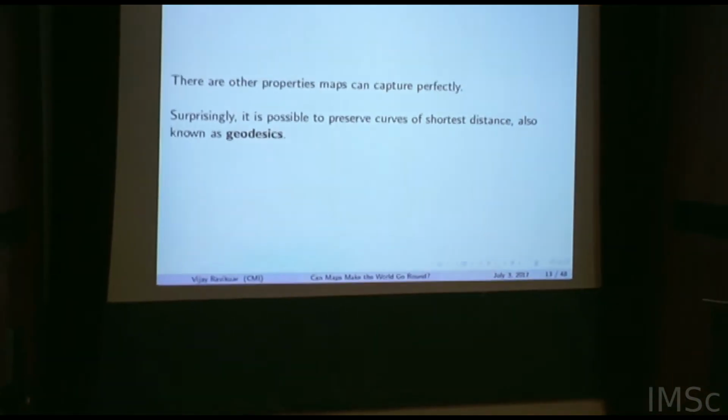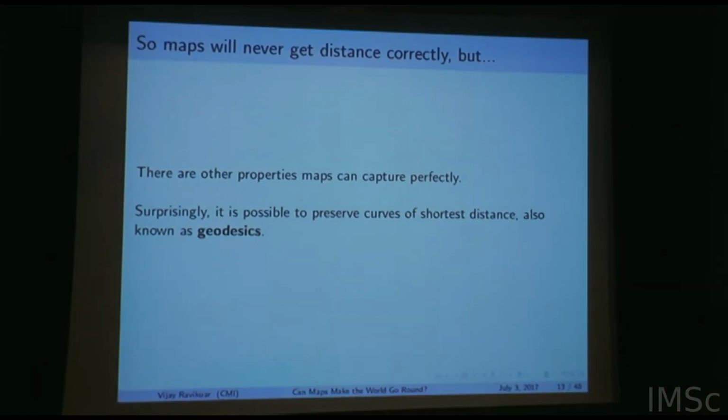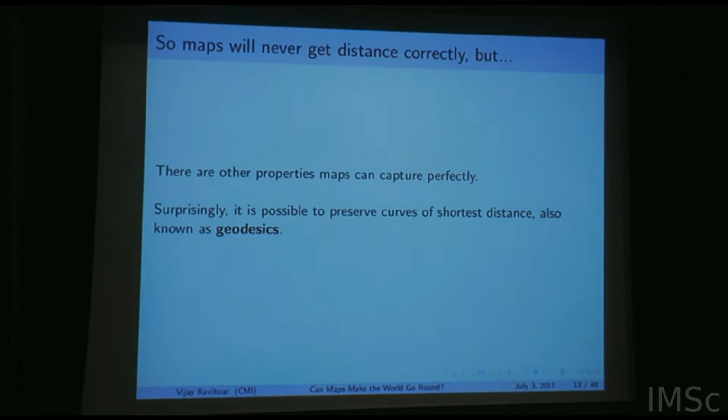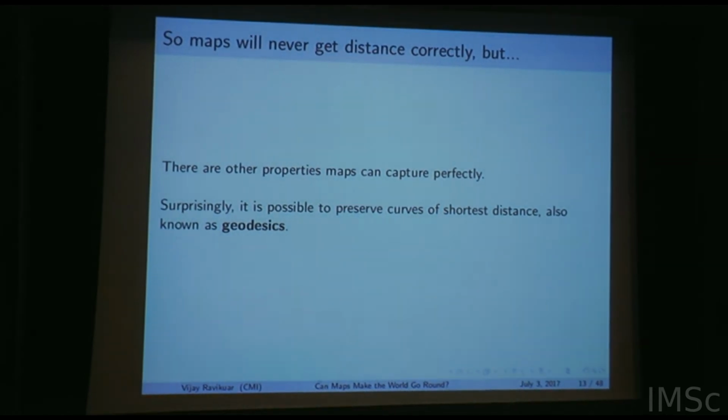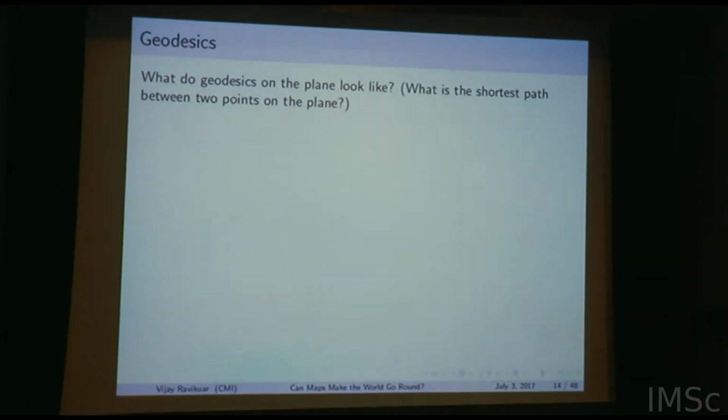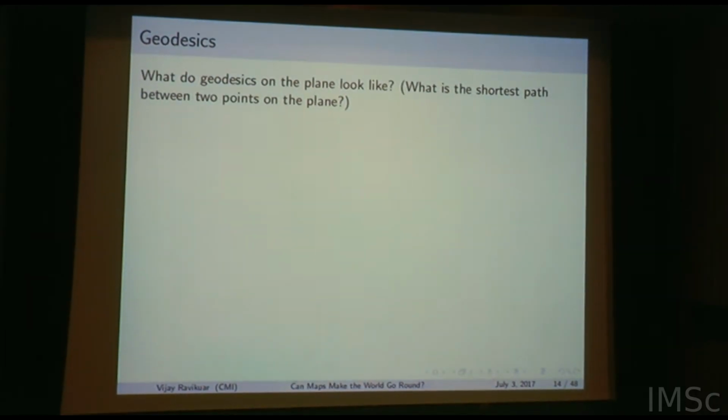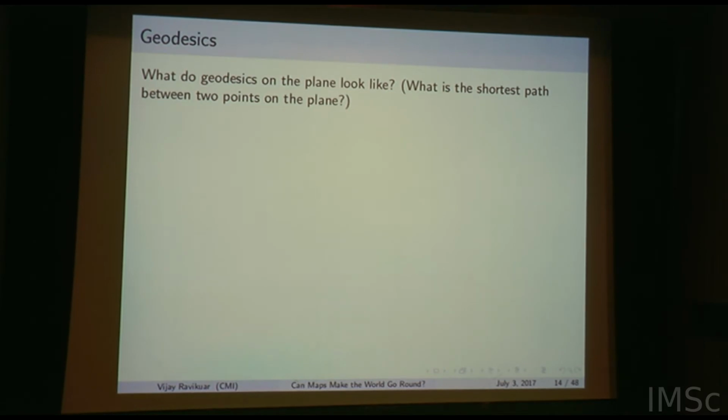It might come as a surprise that we can preserve certain properties of the sphere in maps. One of these properties is the curves of shortest distance, which are known as geodesics. So let's quickly review what we mean by a geodesic, or a curve of shortest path. What does a shortest path between two points in the plane look like? It's a straight line. And what about the sphere?